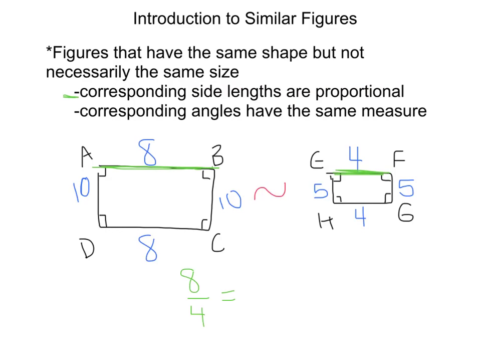And then if you look at another pair of corresponding or matching sides, let's take maybe BC. I see that that's 10. And on FG, it's 5. And what I can see here, you guys, is that every side length on ABCD is twice the length of the side length on EFGH. Okay? So the corresponding sides are proportional. Therefore, these two figures are similar.